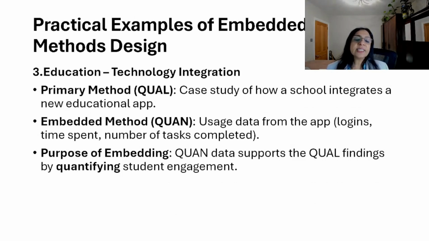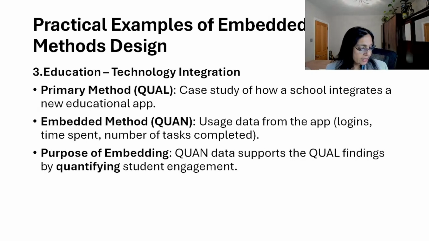The third example is unique. Here the qualitative data is primary, and the example is from education technology integration, a case study of how a school integrates a new educational app. The embedded method here is quantitative, usage data from the app like logins, time spent, number of tasks completed. The purpose of embedding is that quantitative data supports the qual findings by quantifying student engagement. So these are some of the examples of embedded mixed methods design.